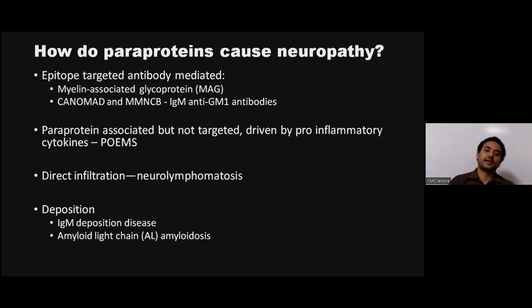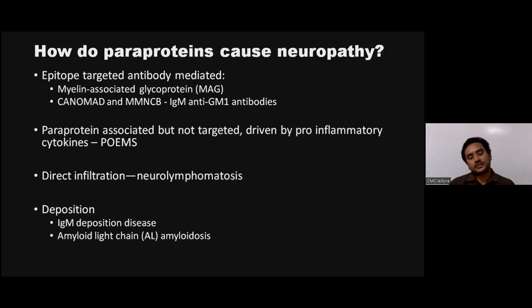Then CANOMAD and MMN, we can have IgM anti-GM1 antibodies. These are all directly targeted, antibody mediated. Because the antibodies are produced, they directly injure the nerve antigens. MAG is an intrinsic protein of the myelin. And sulfatide, yes, sulfatide is the CANOMAD.